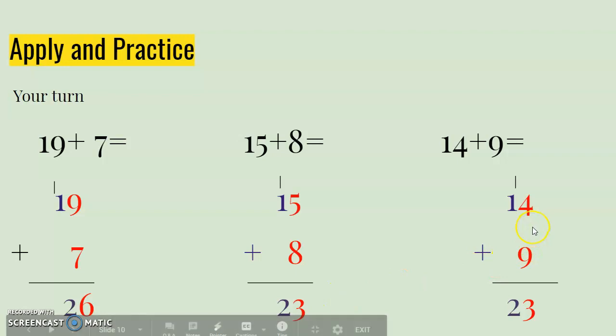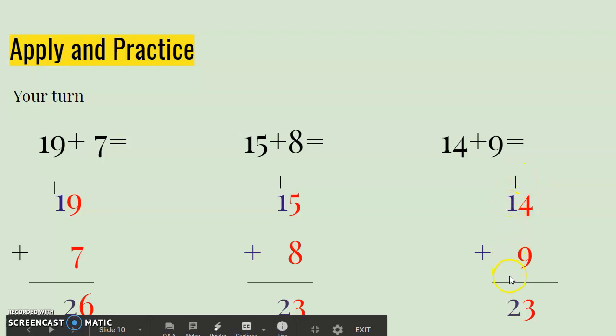Let's do one more. The ones column has the 4 plus 9. If we start at 9 and we count up by 4, 10, 11, 12, 13. So 9 plus 4 is 13. 13 is a 10 and 3 ones. We put that 10 over here in the tens column.